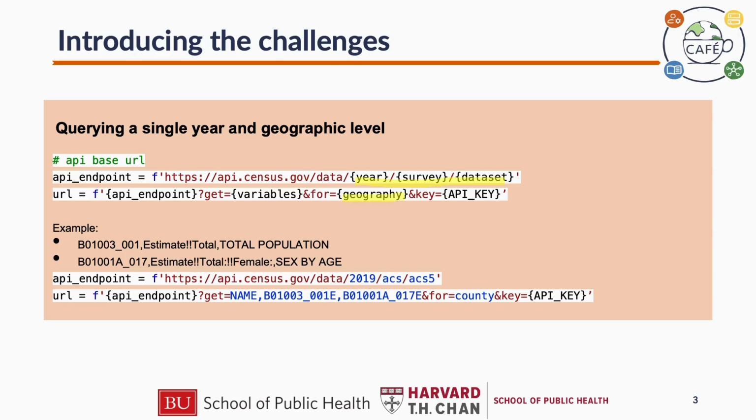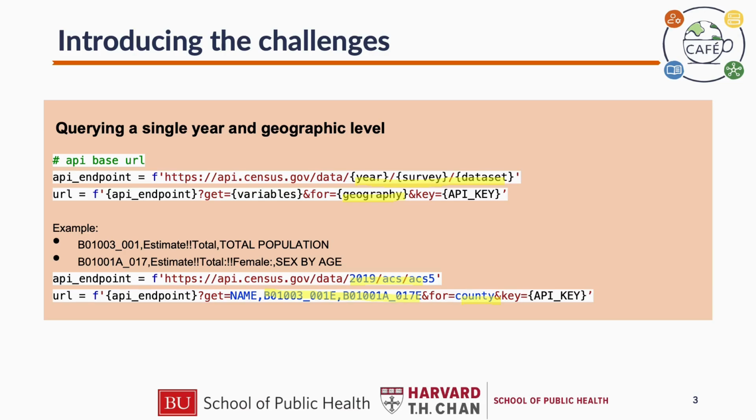For instance, if we wanted to query the total population and total female population for all counties in 2019, we would specify an API endpoint that looks like the one below, using year equal to 2019, survey equal to ACS, dataset equal to ACS5, and geography equal to county. We would then incorporate the variable codes here, and the Census API web service would retrieve the requested data.